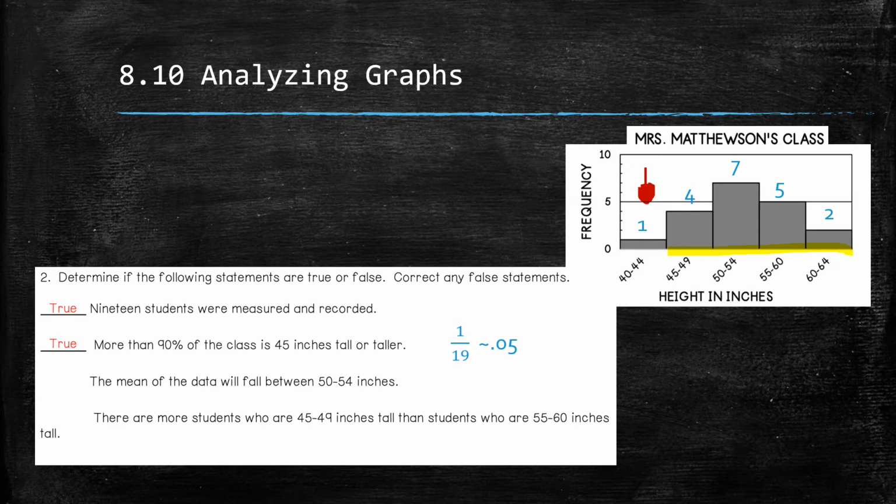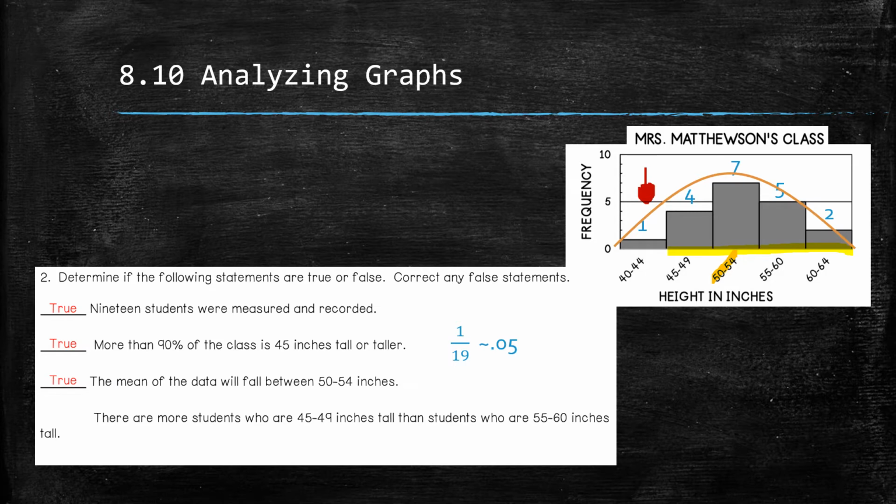The mean data falls between 50 and 54 inches. This is my tallest bar, and I do have a symmetrical bell curve, which means that yes, that is also true.